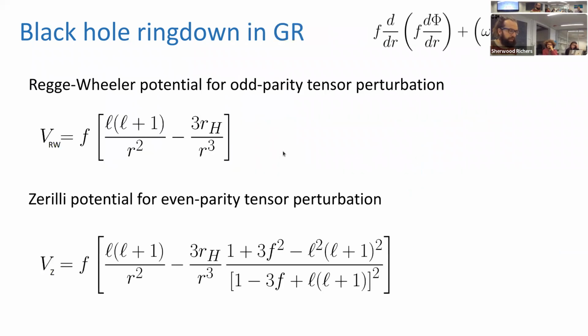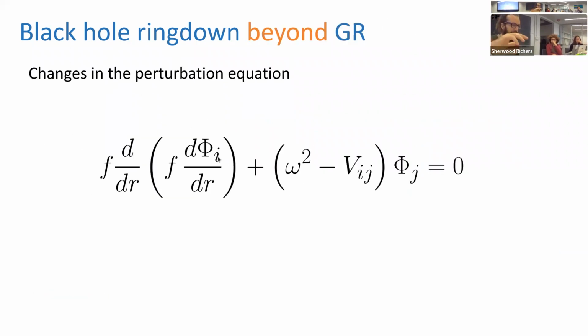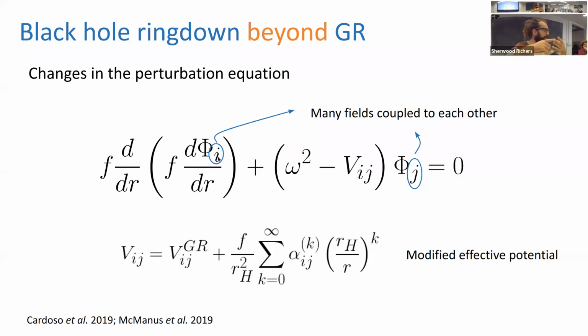So before we had only one field phi, but now we can have coupling among other fields. So this is taking into account potential scalar fields or vector fields that are interacting with our gravitational field. And also now, the potential becomes a matrix. And this matrix has some diagonal components that will be the GR components, but then modifications that we are actually writing in this 1/r basis.